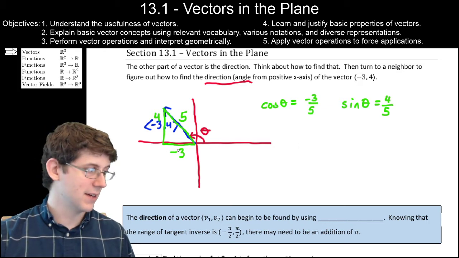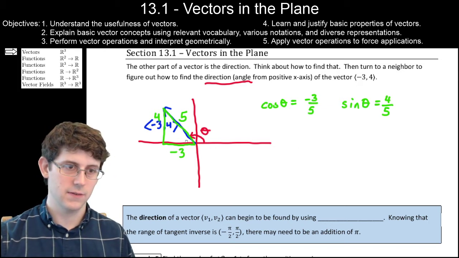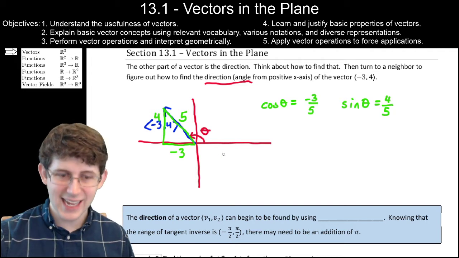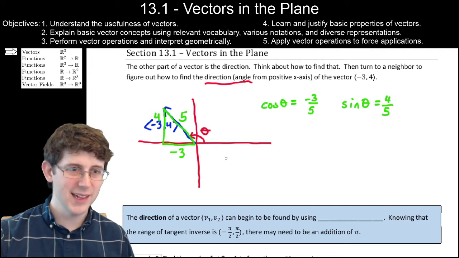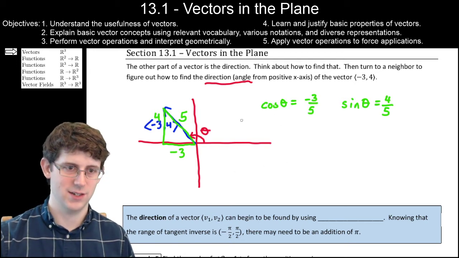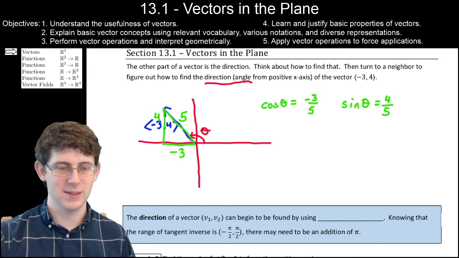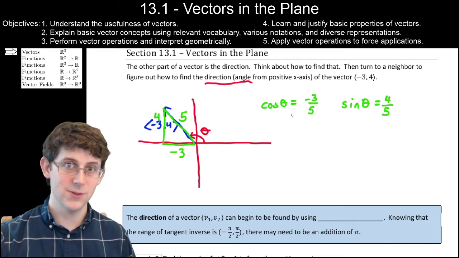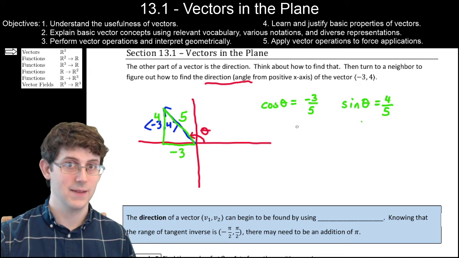Sometimes people try to make a formula for the direction using arctan, and that doesn't really work very well because arctan only gives you answers in a range between -π/2 and π/2. This angle needs to be out here. So as long as you look at both the cosine and the sine, then you'll be in good shape.